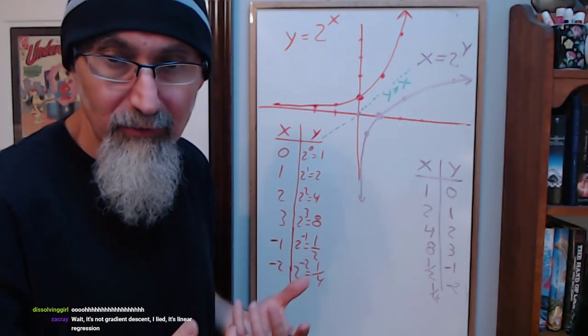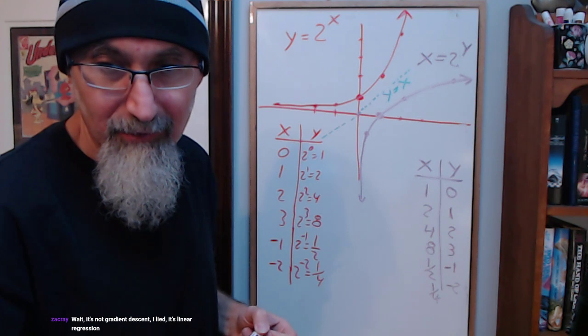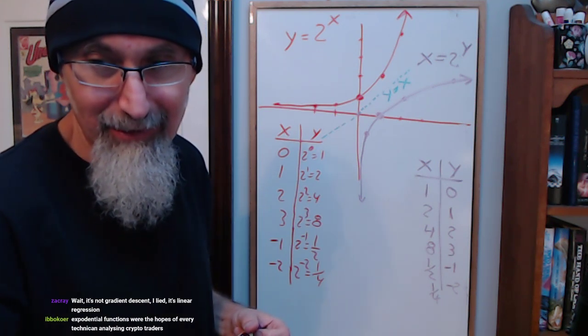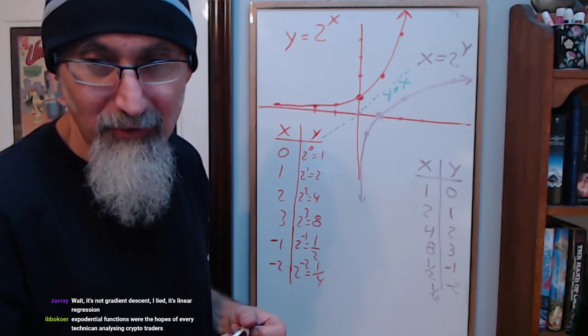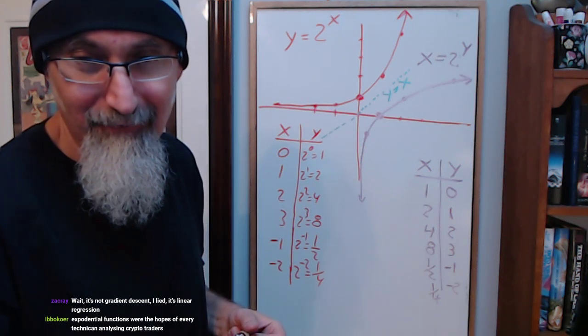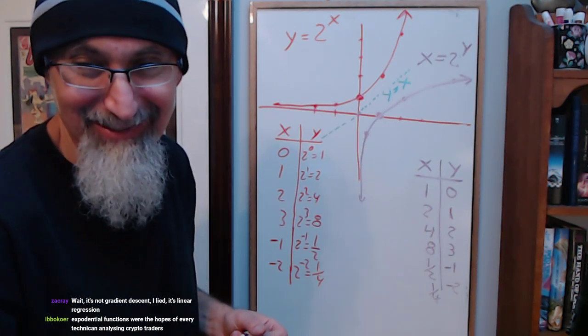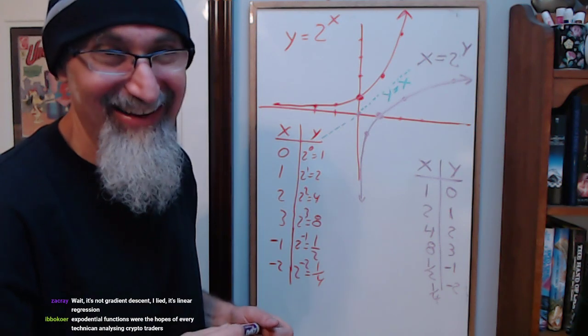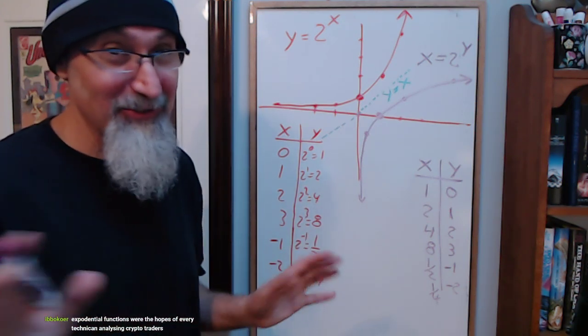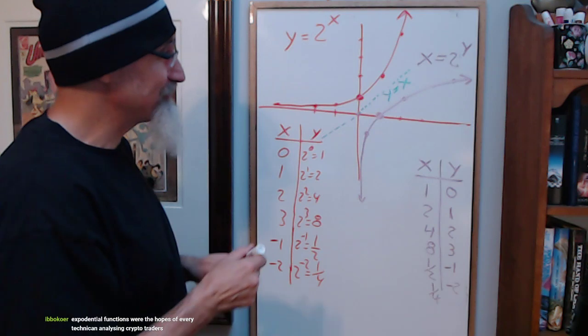Now, what we need to do is, wait, it's not gradient descent. I lied, it's linear regression, okay. Exponential functions were the hopes of every technician, not just this crypto trader. Any trader, not just crypto, any trader, right?